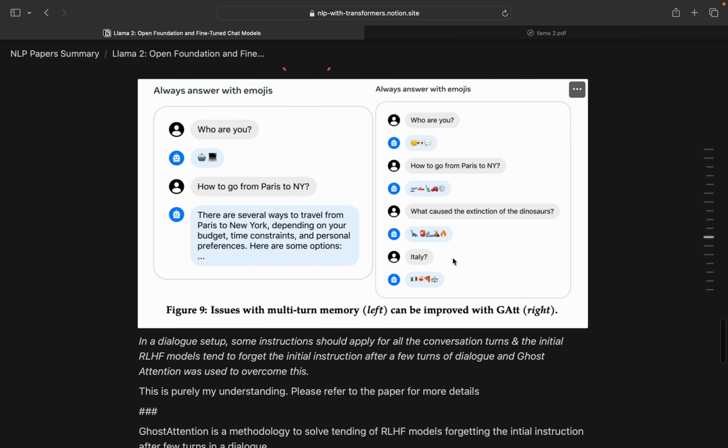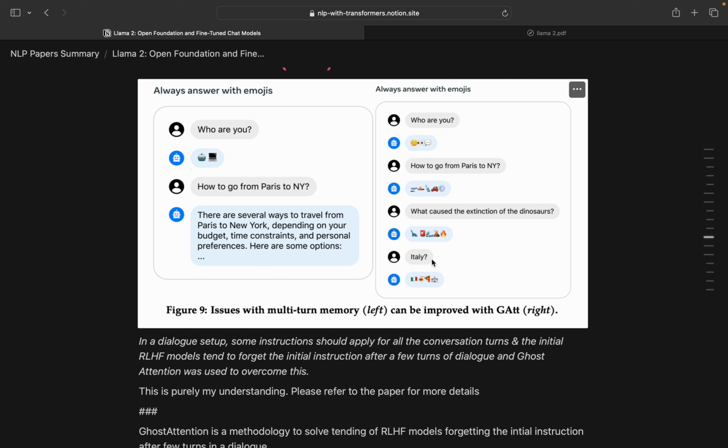If you want to make sure the model remembers the instruction, they did these things: as step 1, attaching the instruction to every one of the user messages, and using this they could create a training data set. That means 'who are you' plus 'always answer with emojis', so that it will answer with emojis. This is how they made use of it to create a training data set.